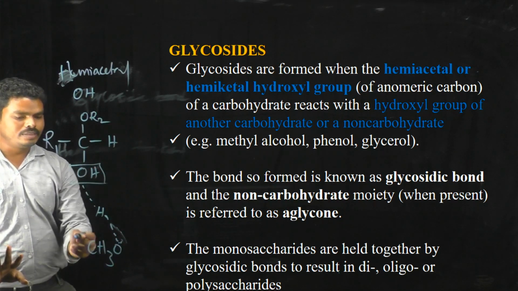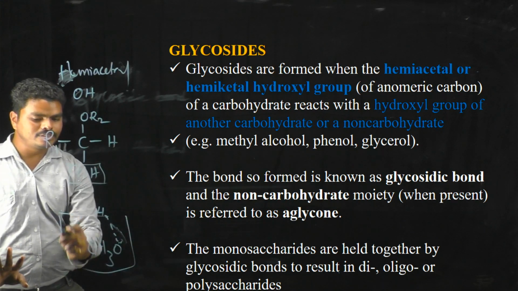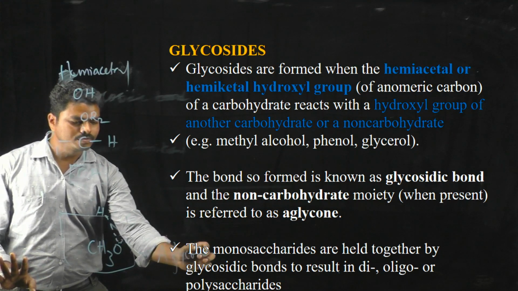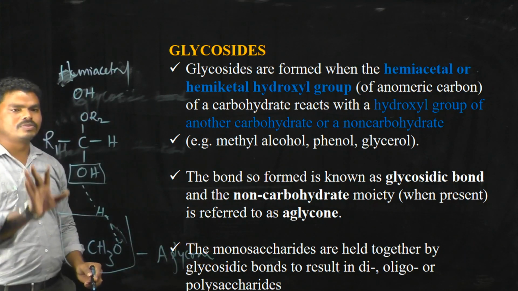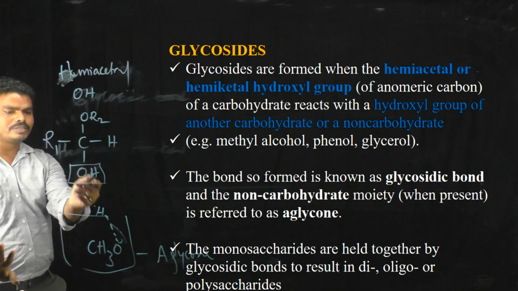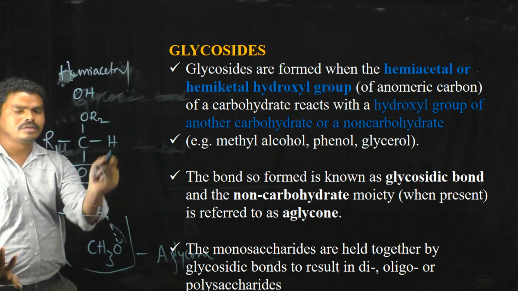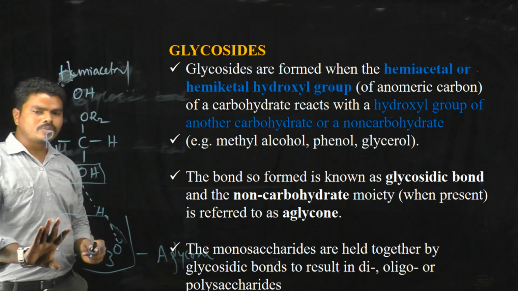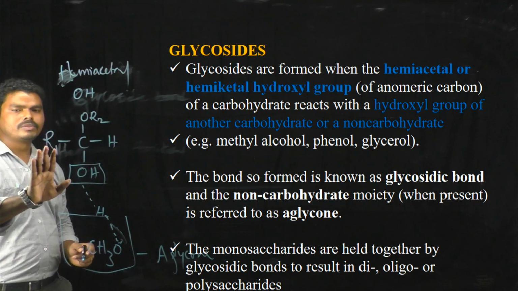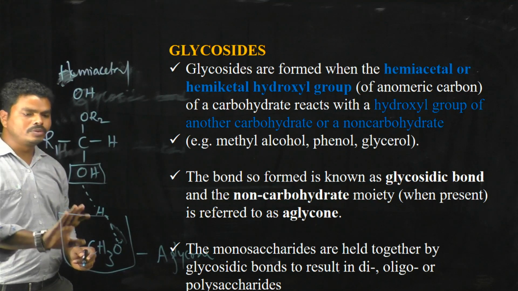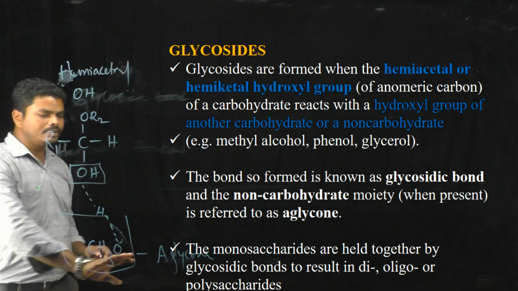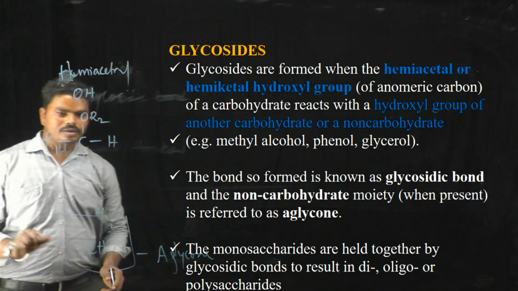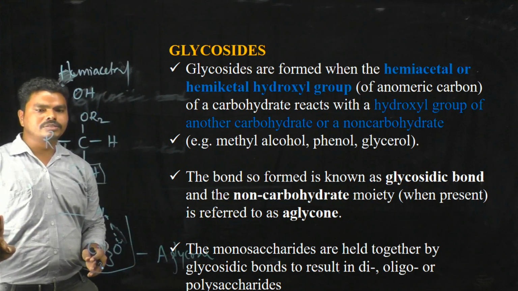Okay, and this non-carbohydrate part is considered as the aglycone moiety, and this one is the glycone moiety, and the bond present between these two is considered as the glycosidic bond. Understood? So the non-carbohydrate part which is attached to the carbohydrate moiety through the glycosidic bond is considered as the aglycone moiety.